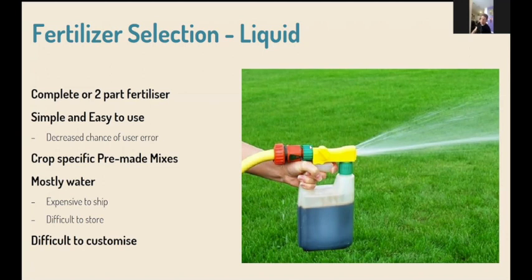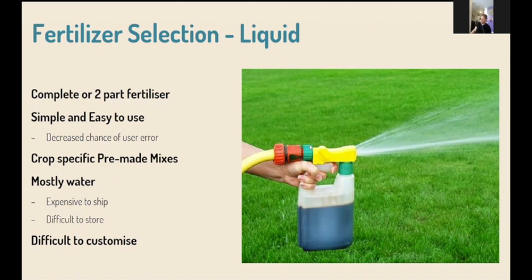You can buy pre-made mixes. So you can get a lettuce one, cucumber, pepper, tomato, quite variable and quite good. The downside is they're mostly water, so they're diluted stock solutions. And if you're buying them in large quantities, they can be quite expensive to ship. It's because you're shipping mostly water, it's a lot of weight. And if you're using large quantities, they can be quite difficult to store just because they're a liquid.